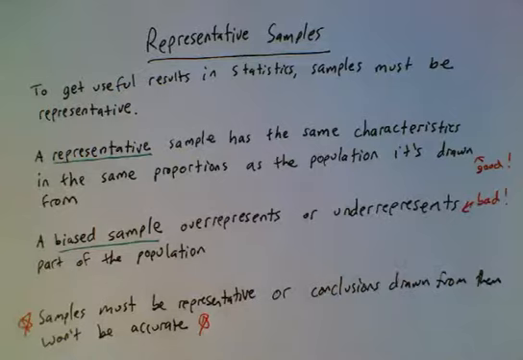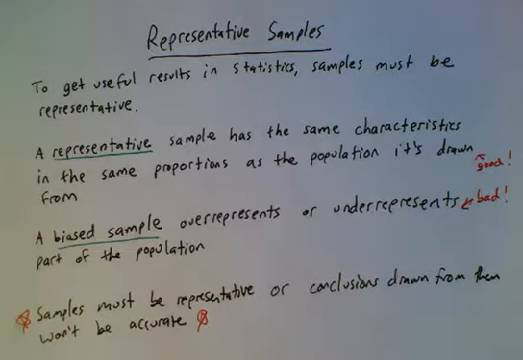Generally, finding a way to randomly pick people from the population is the best way to get a representative sample, just because everyone has an equal chance of being picked. So it shouldn't overrepresent or underrepresent a group.